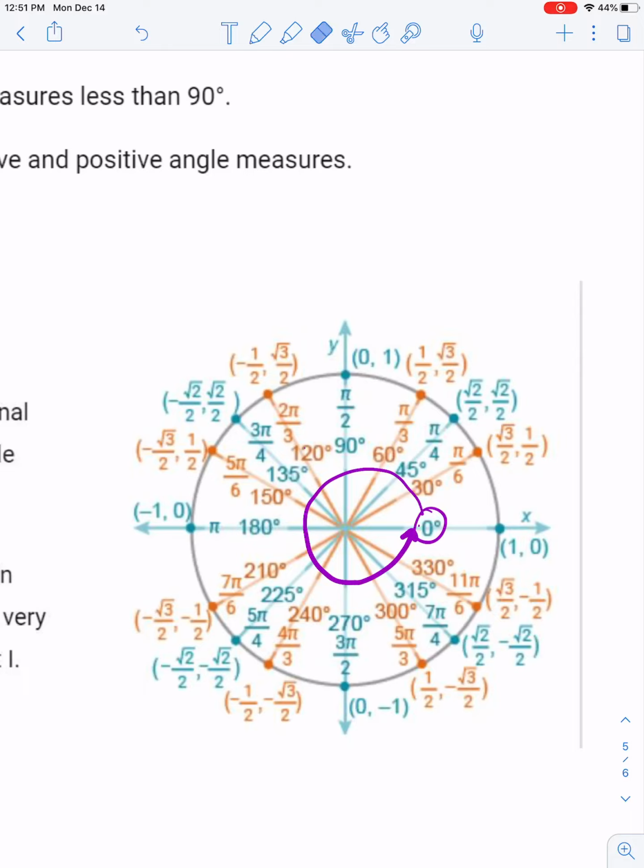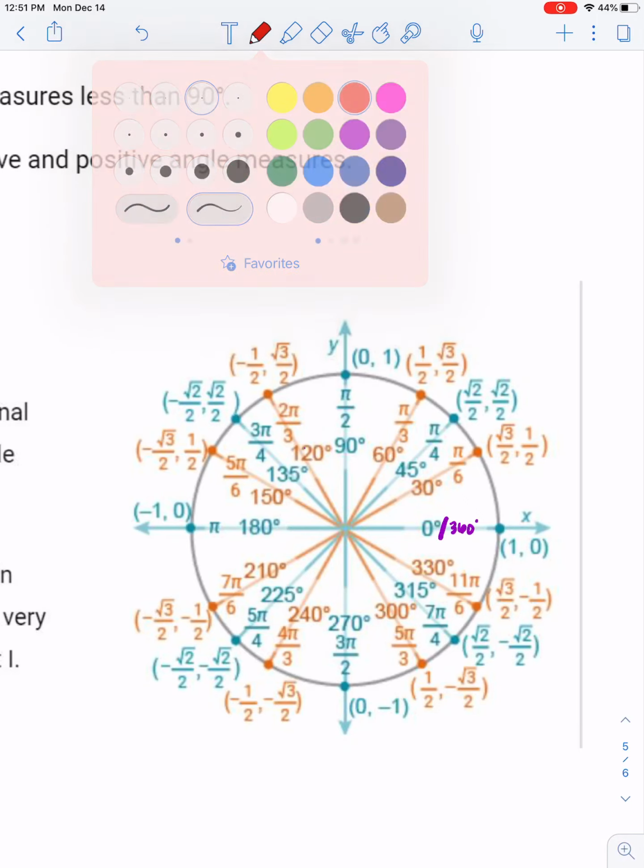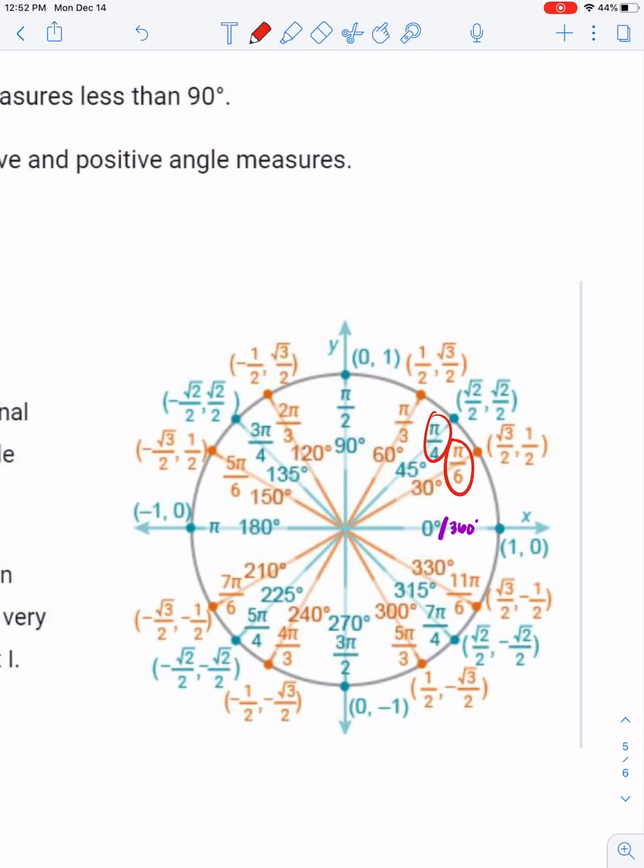So I'm actually going to add that 360 degrees right here. So if you go around the full circle, that would be 360 degrees, okay? And then you can see in red, all of these red angles are also angles, but they're radian measures. So they're listed in terms of pi. If I go all the way around a circle in terms of pi, I will end back up at 2 pi, okay? So in radian measures, a full circle would be 2 pi.